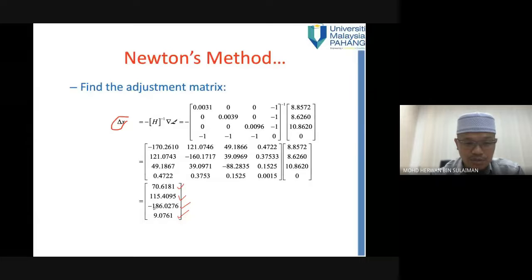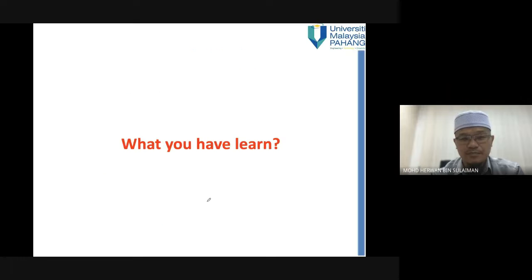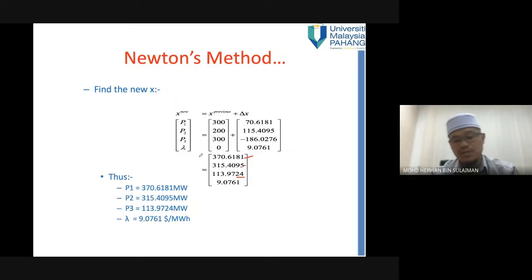Ni positif, ni negatif. So you tambah balik this new value. P1, P2, P3, lambda 300, 200, 300. So dapat this one 370, 6181, 315, 113. Dan you boleh masuk dalam, biasa sudah tinggal kat sini. Tinggal kat sini dia salah lah. So dia kena masuk dalam cost balik, kira balik cost.